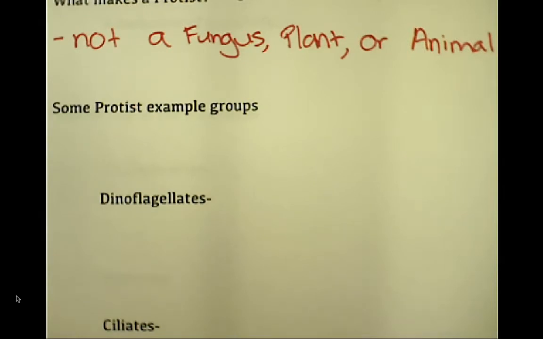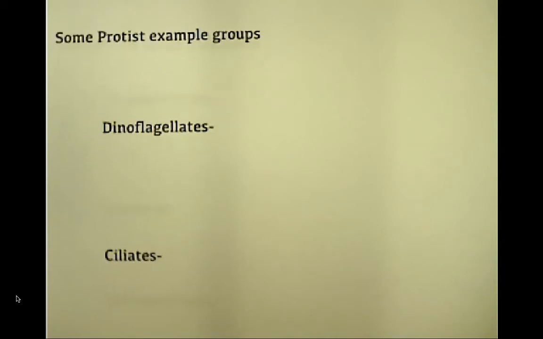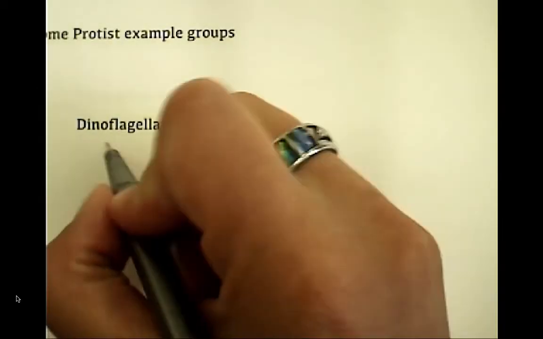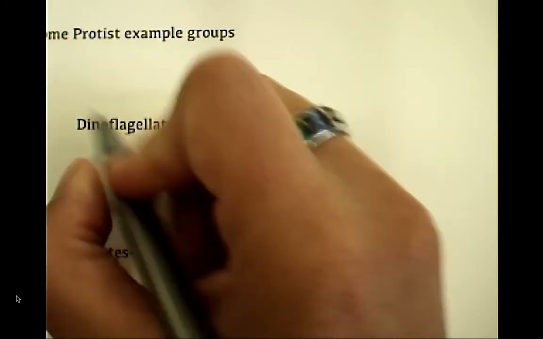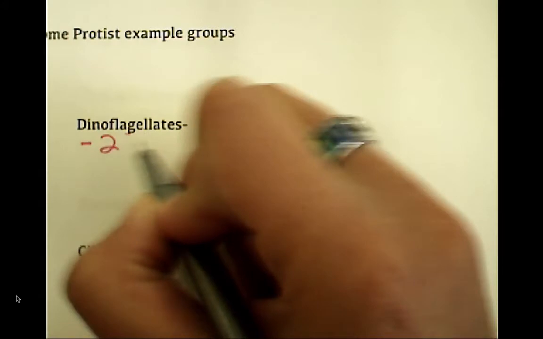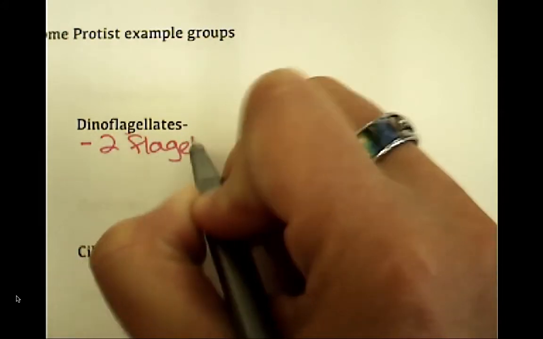No longer does the true kingdom Protista exist. They have a bunch of different kingdoms, and you'll hear some of these crazy names. But for now, for simplicity's sake, we still think of them as just a kingdom. Here are some examples of key groups and what they do. The first is the dinoflagellates. You could probably guess from their name that they have two flagella. That's what makes them special.